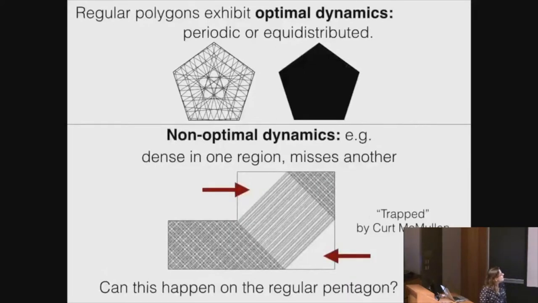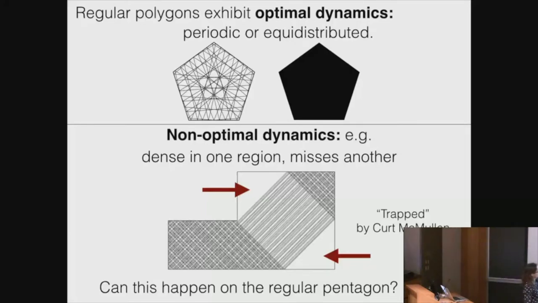So I mentioned in the beginning that regular polygons exhibit optimal dynamics, which means that for a given direction, your path is either periodic or dense and equidistributed. It's like you only have 2 options. And you might wonder, as I wondered when I first heard about this, well, what else could happen?